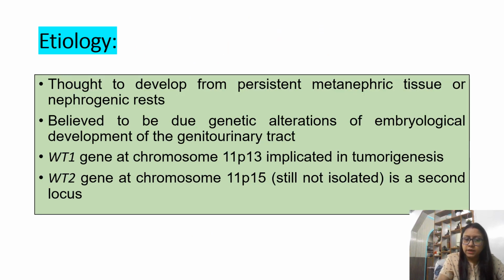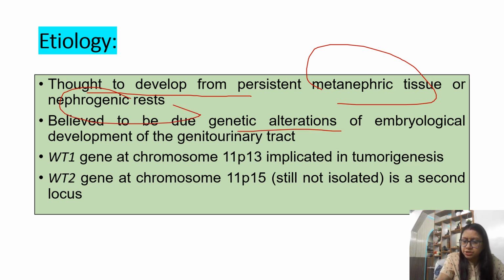This tumor is thought to develop from persistent metanephric tissue or nephrogenic rest. It is believed to be due to some genetic alteration of embryological development of the genitourinary tract. There are two genes, WT1 and WT2. The WT1 gene, located at chromosome 11p13, is implicated in tumorigenesis.